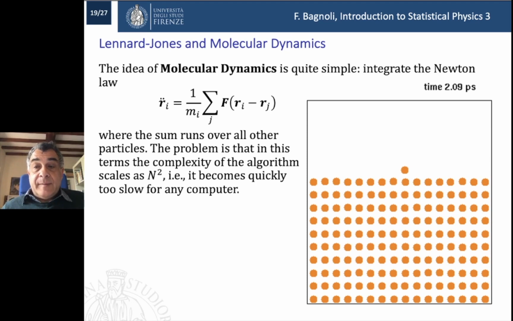And so the problem is that since each particle in principle interacts with all other particles, the complexity of the system scales like n squared, which is bad, because if you double the number of particles, you quadruple the time required, and so clearly quite soon we have the problem that we cannot simulate in finite time a large enough system.